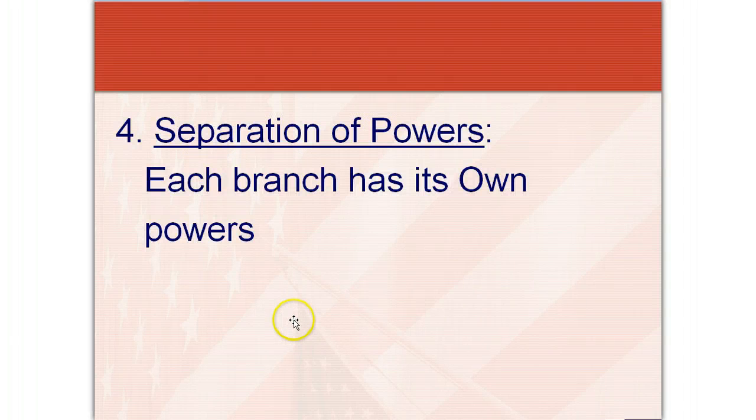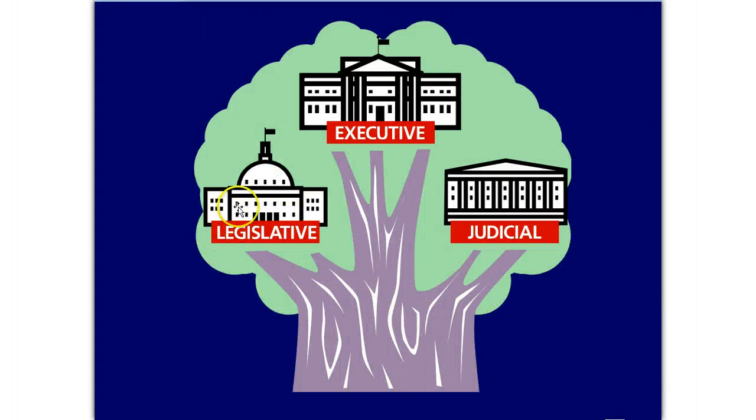The fourth principle is separation of powers. This means that each branch has its own powers so that one doesn't become all-powerful and lead to tyranny. So here's a diagram that represents that with our legislative, executive, and judicial branches.